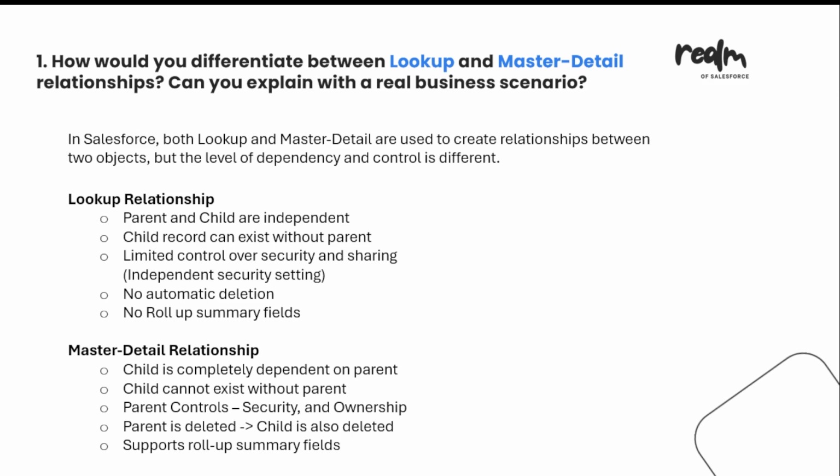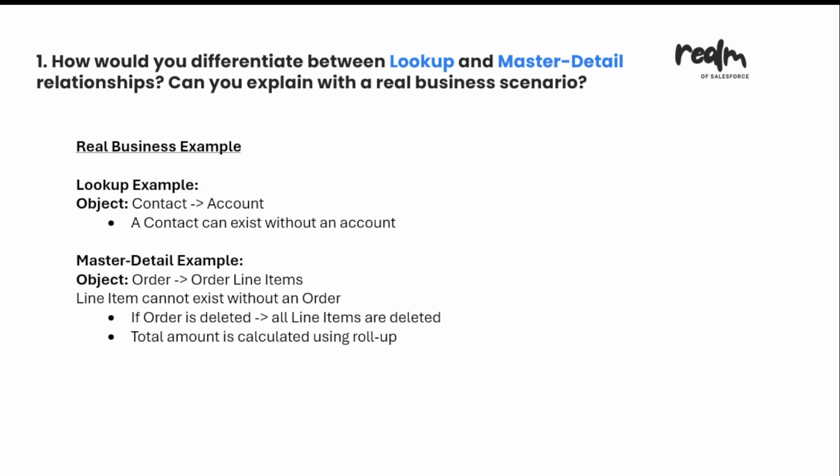In master detail, child is completely dependent on parent. Parent can control security and sharing of child. Child cannot exist without a parent. So whenever you delete parent record, child is also getting deleted. You can create roll-up summary fields on parent object so that it can summarize data of the child object. So these are some of the differences between lookup and master detail relationship.